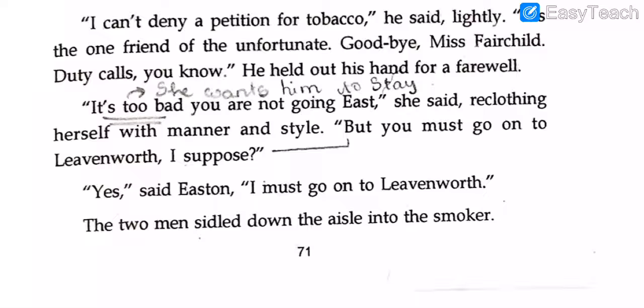So he says, okay, I'll have to go now. So goodbye, Miss Fairchild, duty calls. He held out his hand for a farewell. Now, Miss Fairchild says, it's too bad that you're not going to the East. So Miss Fairchild wants Mr. Easton to stay, and she says, hey, I don't want you to go. So this just shows that both of them are interested in each other and they want to know more about each other, right? She said, reclothing herself with manner and style.